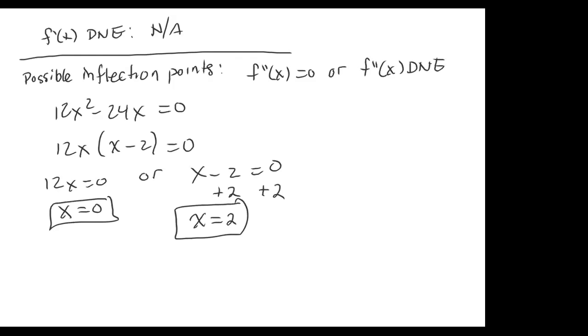I also should check points where the second derivative does not exist. Well, again, the second derivative is a polynomial. It exists everywhere. So there are no such values. So I have 2 critical points and 2 possible points of inflection.